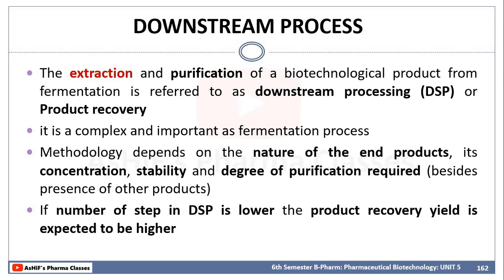And one more thing, in order to increase the yield of the final product, the steps involved in the downstream process should be less. As the number of steps in the downstream process increases, yield will be very low.